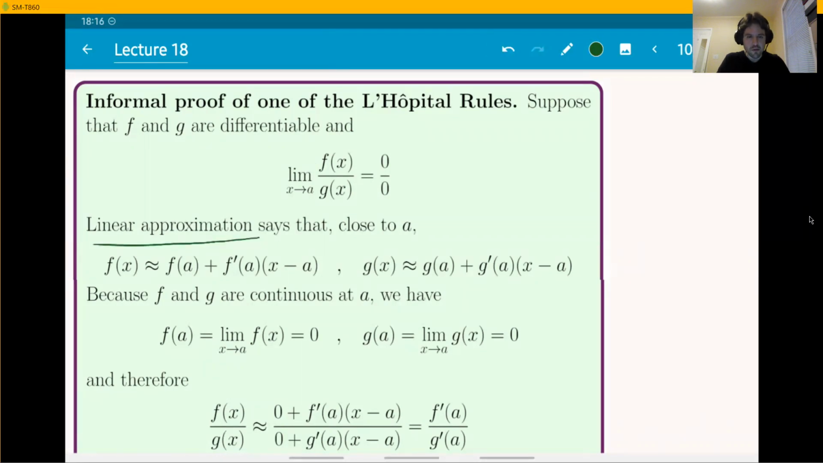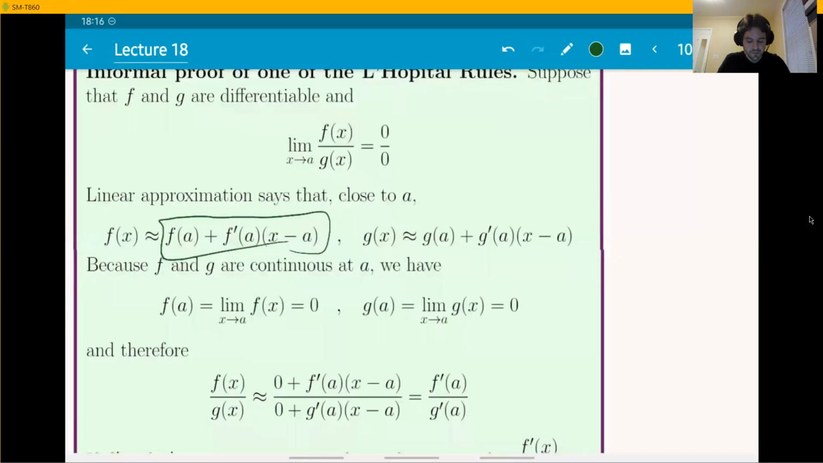If you remember linear approximation, close to this number a, the functions should be given approximately by these formulas. This is something that we studied recently. Well, because the functions are continuous at a, we know that because they are differentiable. Differentiable implies continuous, remember? Then whenever we see f of a, we know that that has to be equal to the limit of f of x as x approaches a. This is the definition of continuity right here.